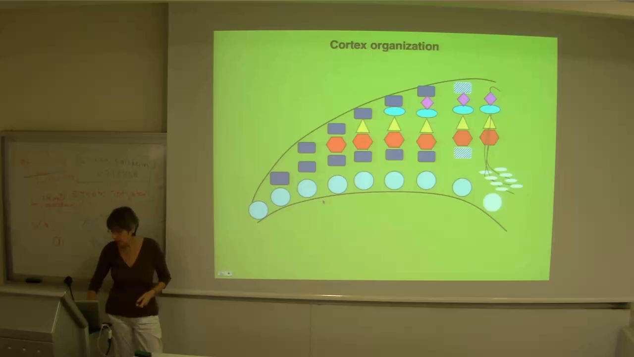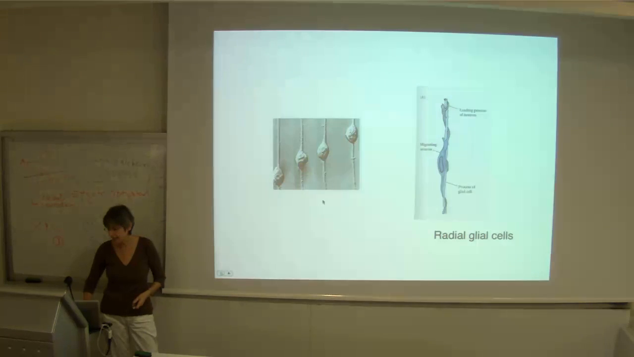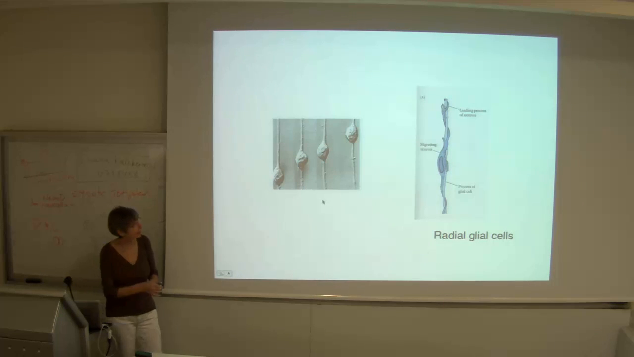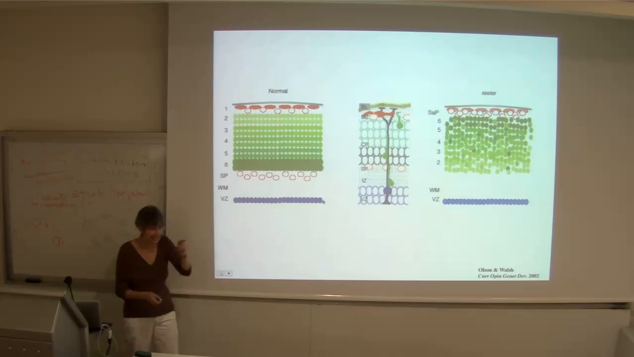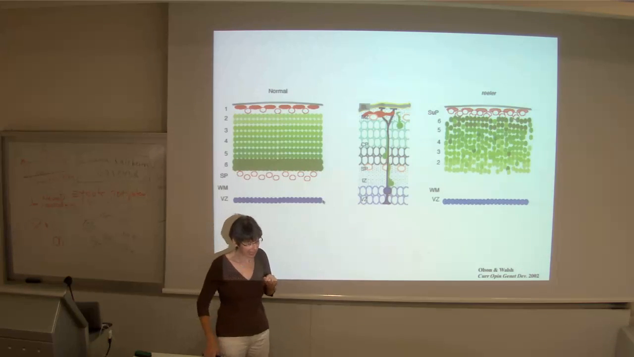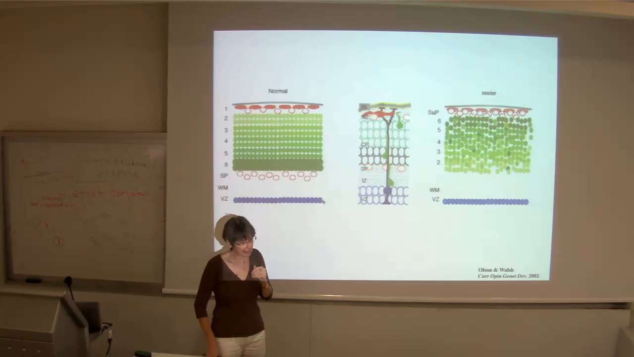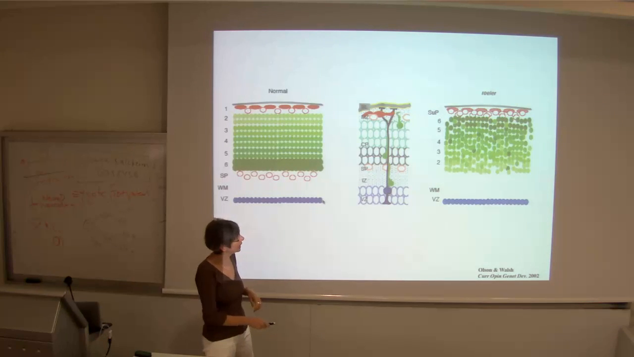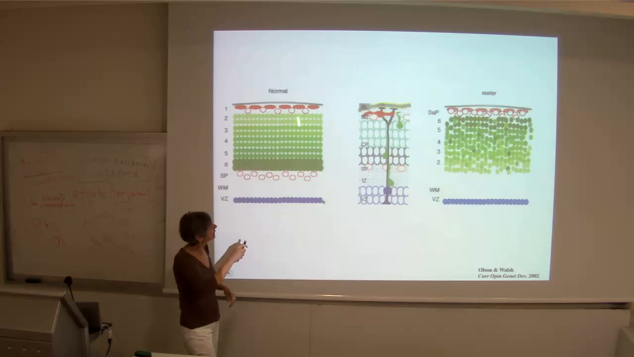Okay, the Cajal Retzius cell, this is the inside out, the cells migrate through this radial glia, never mind, we'll skip that. These Cajal Retzius cells organize the layering of the brain and basically express a protein which is called reelin. Okay? And if you have a mutation in reelin, instead of having this normal patterning, you will have a mess.